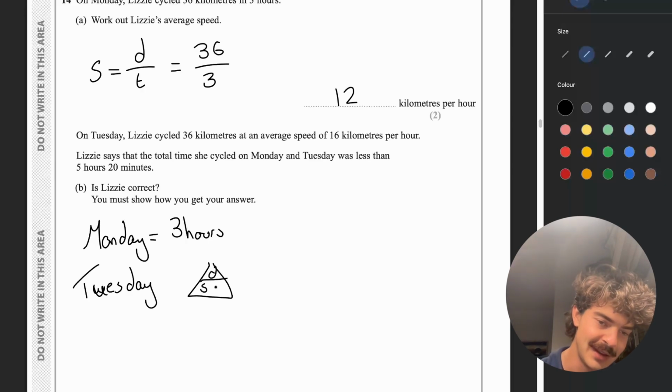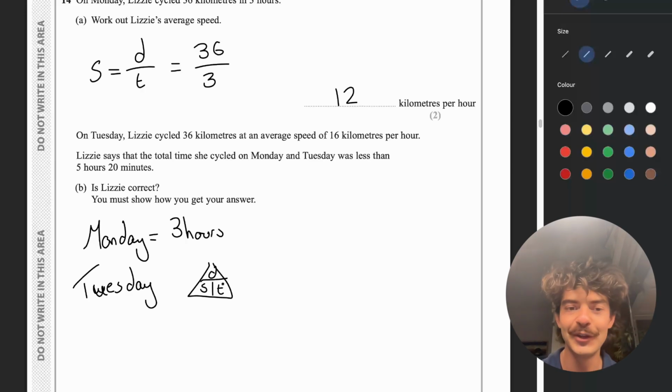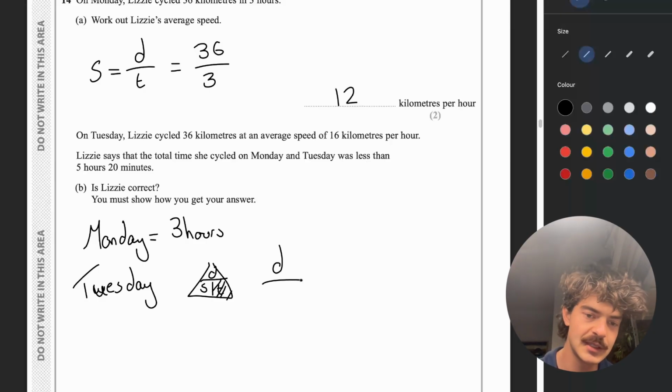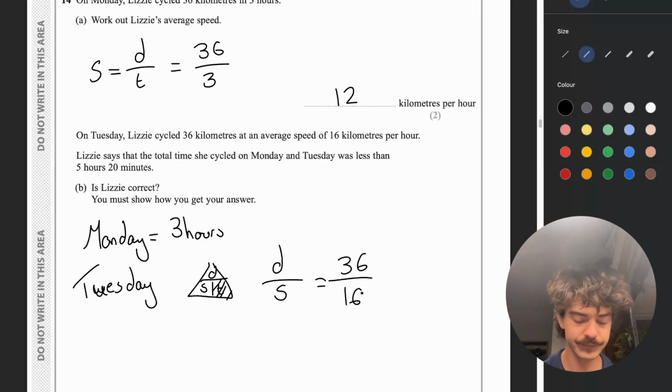Now, I know a lot of you like this triangle way of looking at these equations. So absolutely, let's do this. We want to find the time. That means we're going to cover up the t. There it is, it's gone. And we're left with d over s. We want distance over speed. In this case, that means we've got 36 divided by 16. Now let's throw that into our calculator and see what it gives us. And we get 2.25.